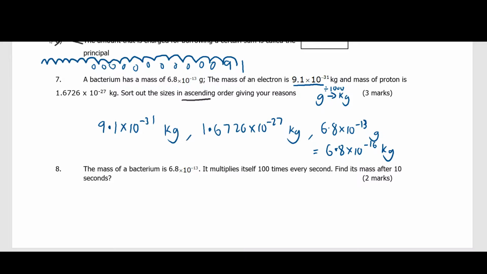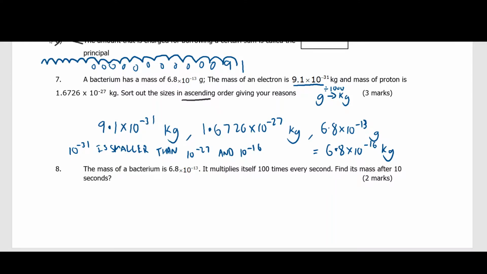So, the sizes in ascending order, giving your reasons: 10 to the negative 31 is smaller than 10 to the negative 27 and 10 to the negative 16.